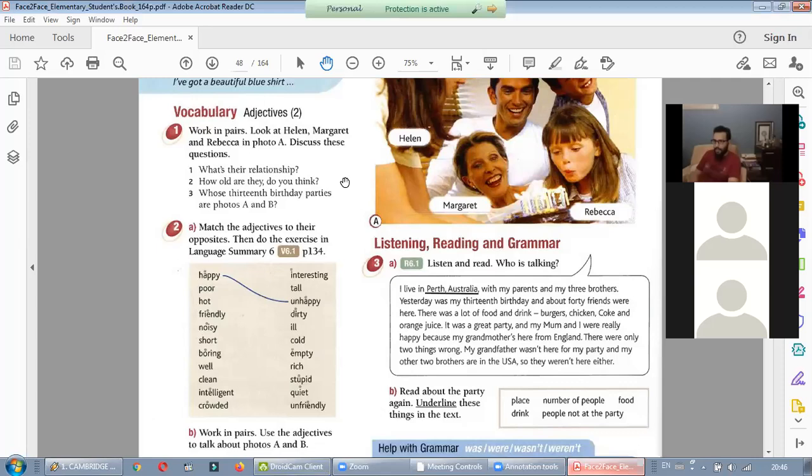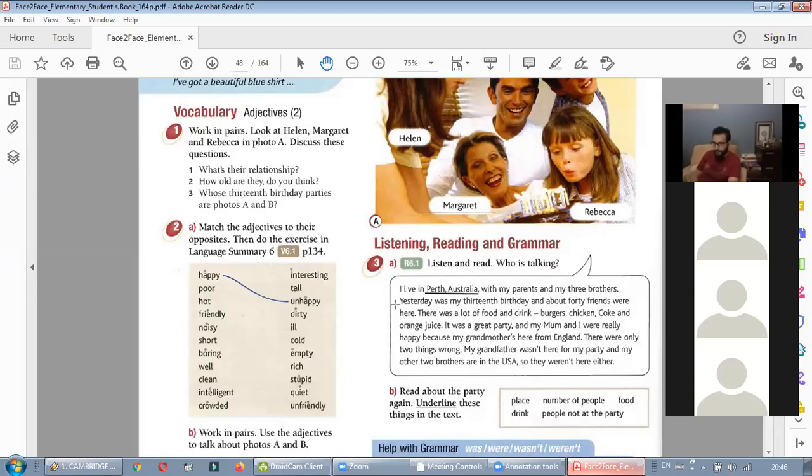All right, now the second thing is the number of people. How many people were at the party? About 40. 40 friends. More than 40? Where's the 16, Rashid? 3 brothers and 13. No, 13 is for her, the birthday, but we want the people. How many people?